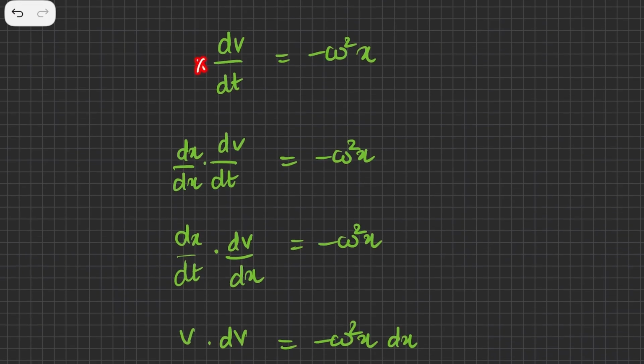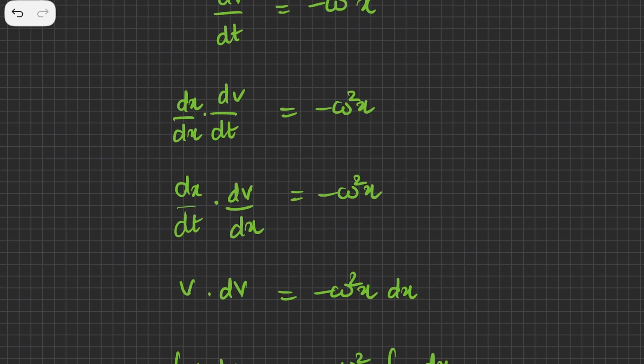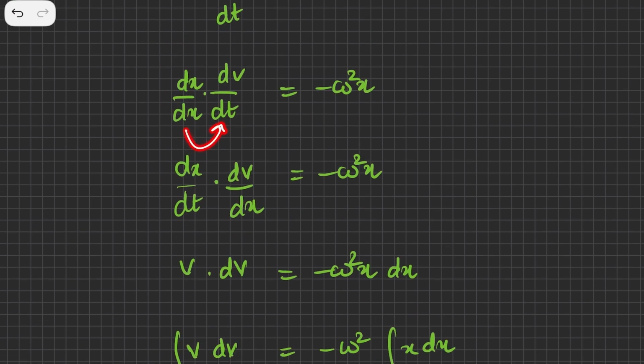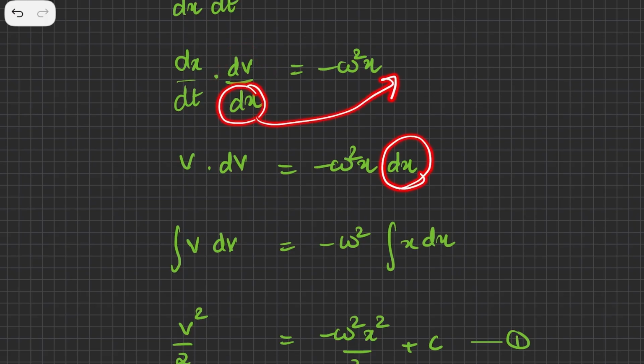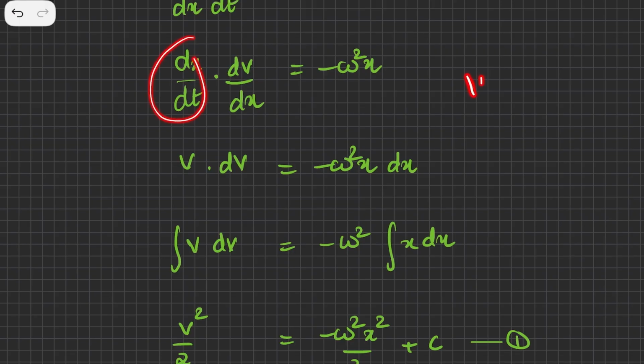What I'll do is multiply by dx and divide by dx. This is the step I have done, and then I'll move this dx to the other side. So dt and dx are interchanged. Then dx by dt, that is the displacement over time, is velocity, and the dx in dv by dx is moved to the other side. Just remember that velocity is nothing but dx by dt, the derivative of displacement with respect to time.